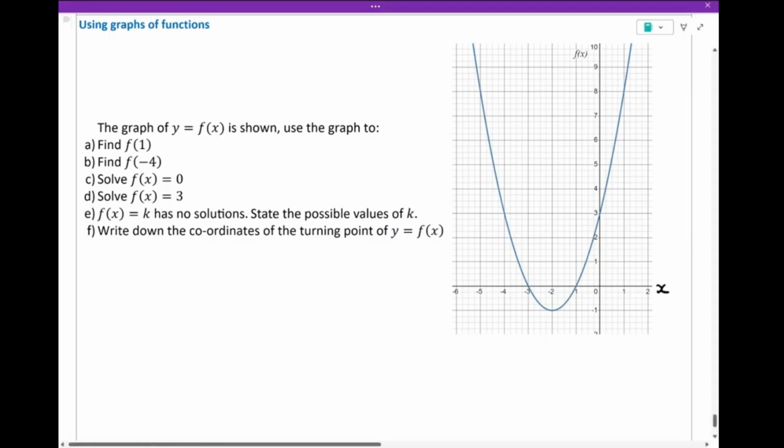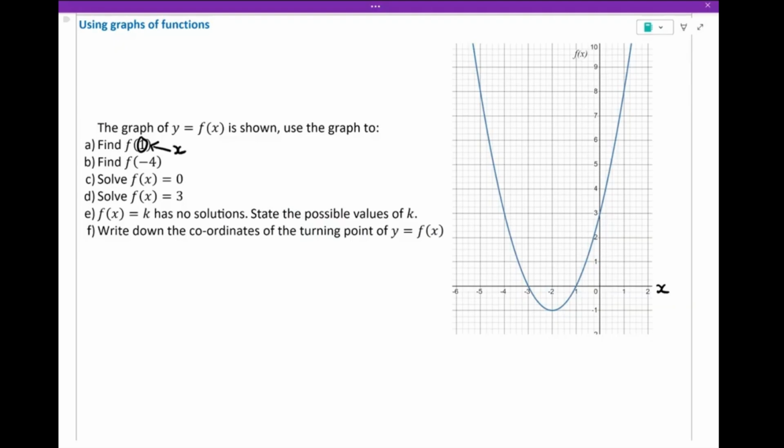Now we need to use the graph to do the following. So the first one says find f of 1. So what does this mean? Well, this means usually that we're going to substitute 1 in for x in f of x. Okay, but I don't have the expression for f of x, so I'm not going to do that, so I'm going to use the graph. So the idea is this one here, that is your x value.